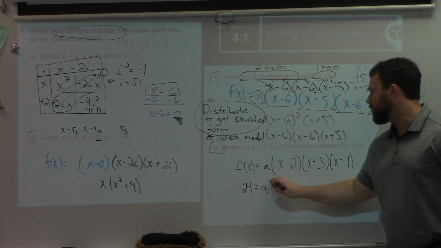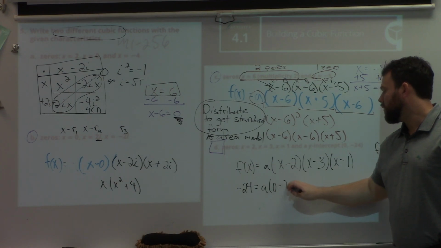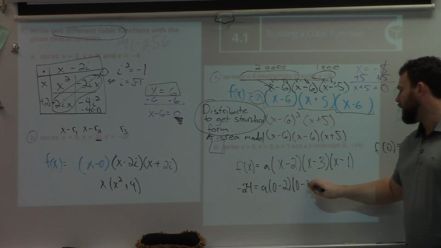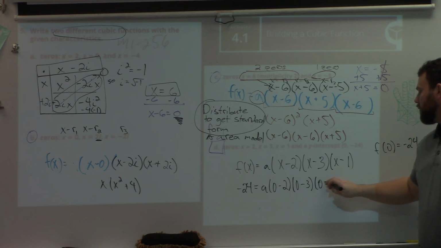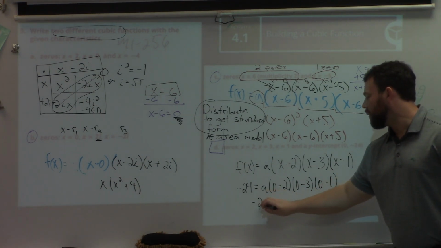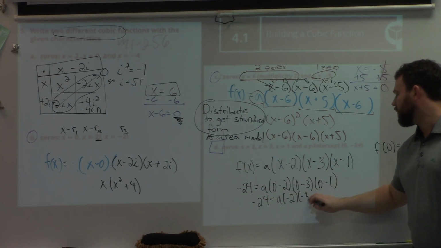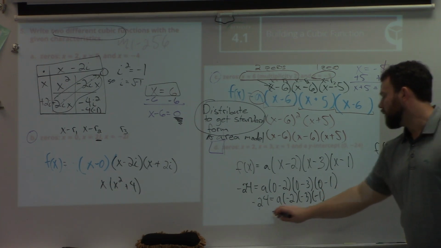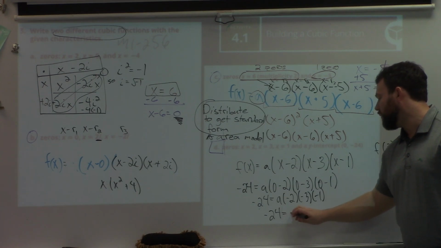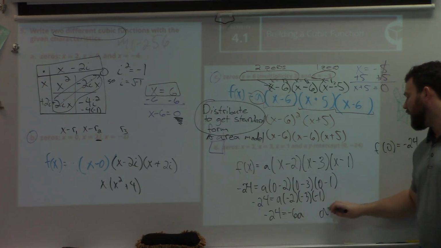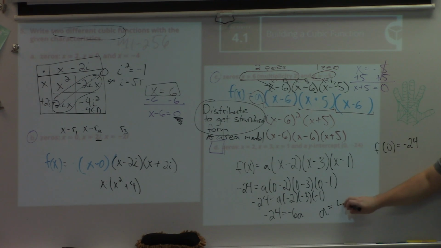So if you have an extra point, you know how to actually find what a is. So negative 24 is equal to a times negative 2 times negative 3 times negative 1. So if negative 24 is equal to negative 6a, what does a have to equal? 4. So you can actually find the a if you have an extra point. So I need you to keep that in mind. That would be an exceeds portion of the proficiency scale.